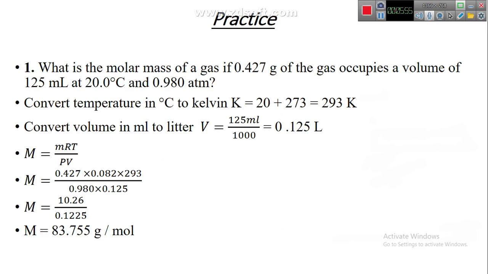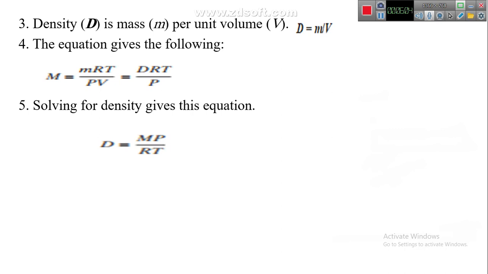Now let's solve some practice questions about how we can use the ideal gas law for finding the molar mass or density for any sample question.